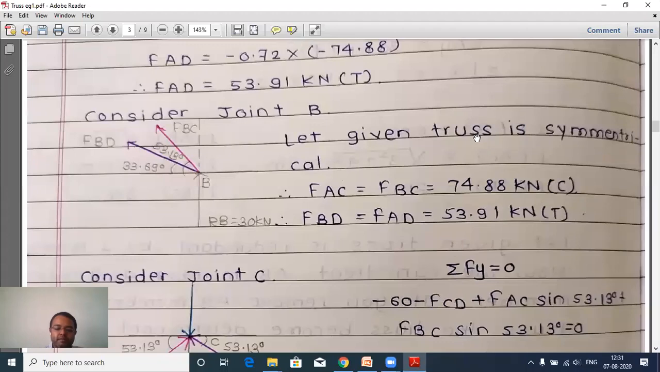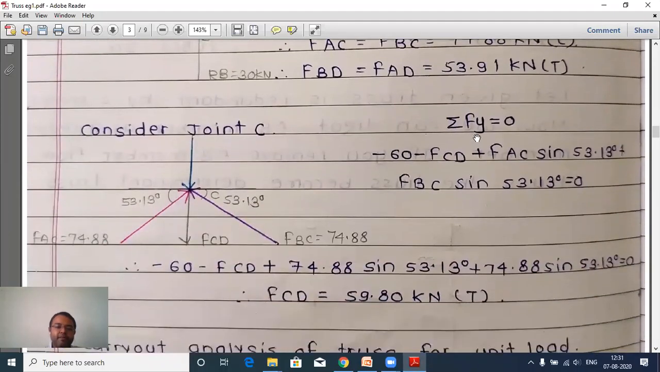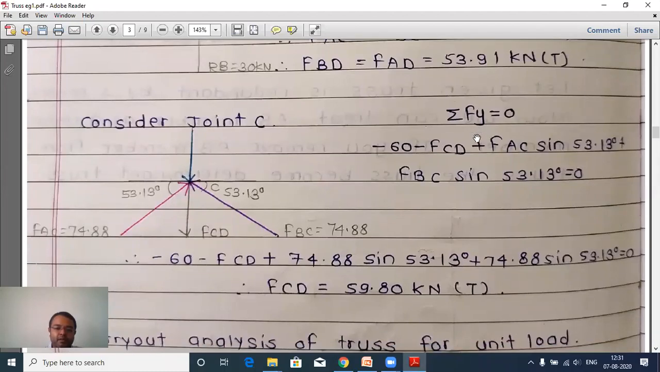So next part, again we solve joint C. Just draw a free body diagram of joint C and get the forces.